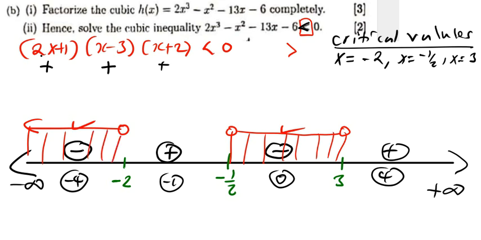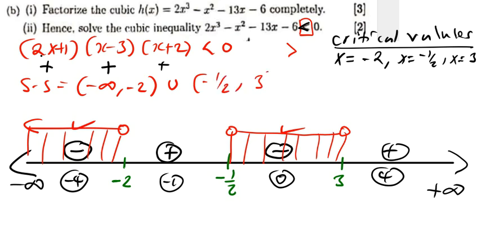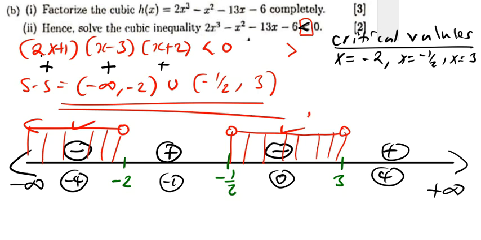So our solution set is starting from negative infinity all the way to negative 2, not included, union. Then we start from negative half all the way to 3, not included. So you choose which method to use. That's basically what you need to know when it comes to such kind of inequalities. Okay, so that is it for this part.